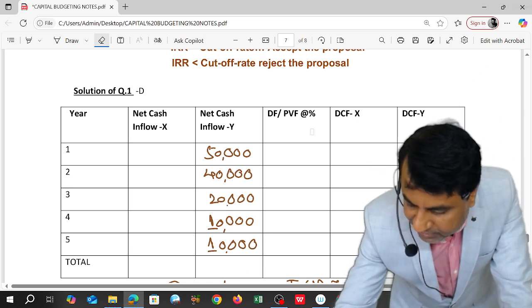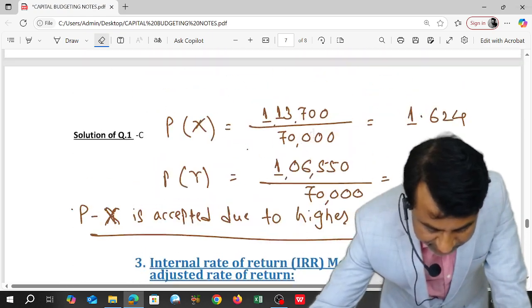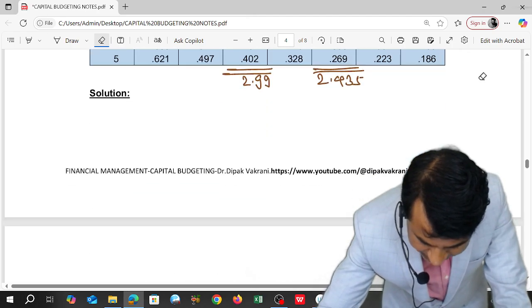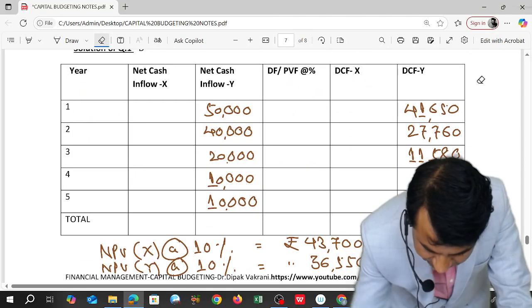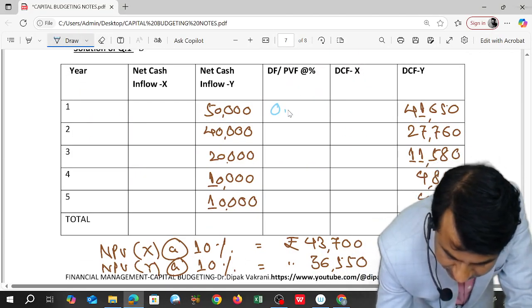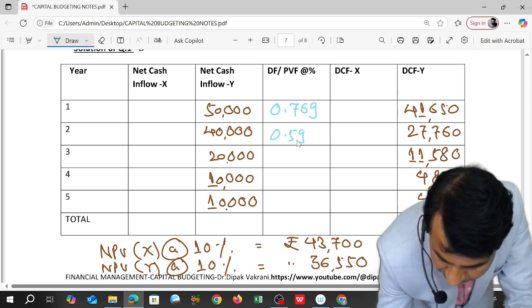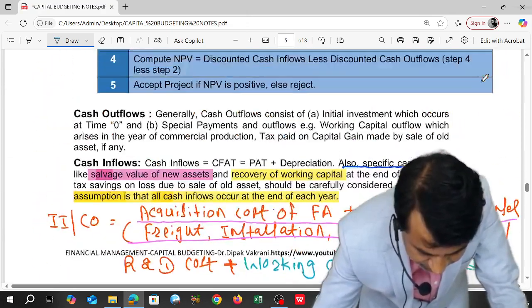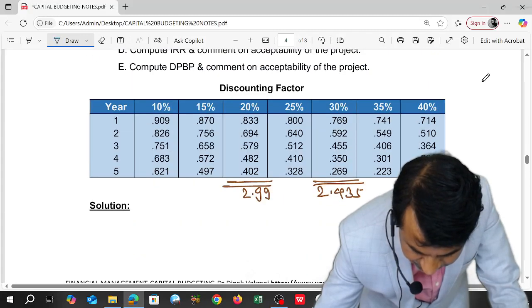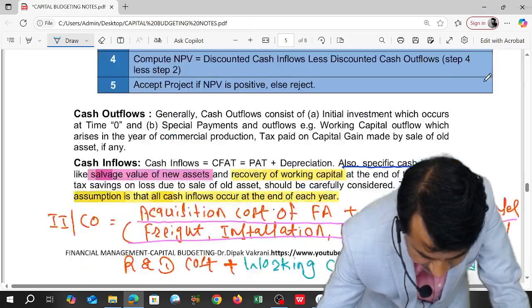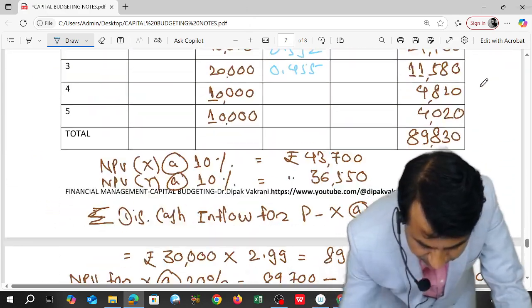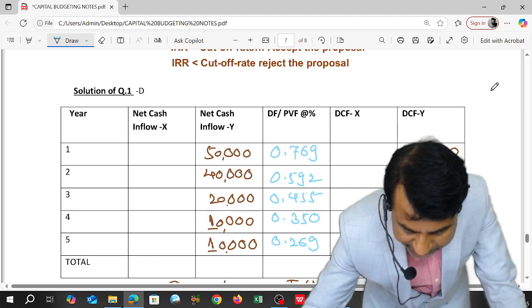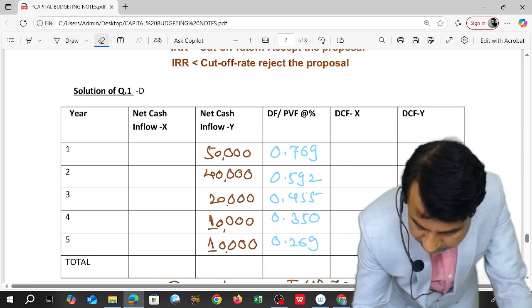And what are the discounting factors for 30? The first discounting factor was for 30. The discounting factors for 30 are here, you can see: 0.769, 0.592, 0.455. These are the first three. Then 0.350, 0.269, the last two. With these I will try for Y. Obviously I need to clear this up because now I want it for 30%.